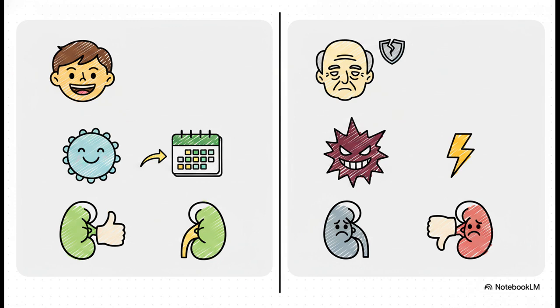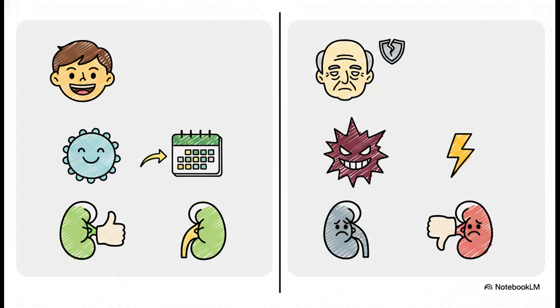This slide really lays it all out, the stark contrast. Over on the left, you've got childhood PSGN. The host, a healthy kid with a normal immune system. The bug, a very specific type of group A strep. And critically, there's a delay, an incubation period, between the sore throat or skin infection and the kidney problems. It presents as a classic acute nephritic syndrome, and the prognosis is fantastic. Pretty much zero risk of long-term kidney disease.